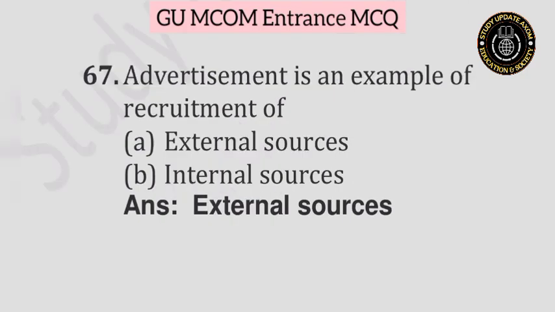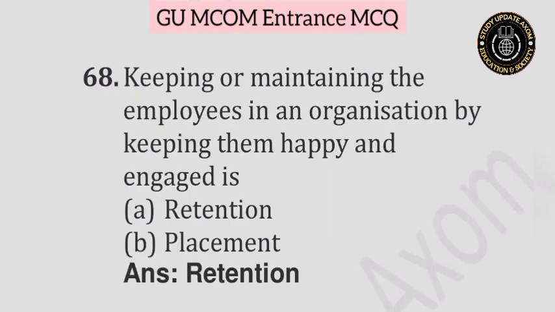Question number 67. Advertisement is an example of recruitment of. Option A. External sources. Option B. Internal sources. Answer is external sources. Question number 68. Keeping or maintaining the employees in an organization by keeping them happy and engaged is. Option A. Retention. Option B. Placement. Answer is retention.